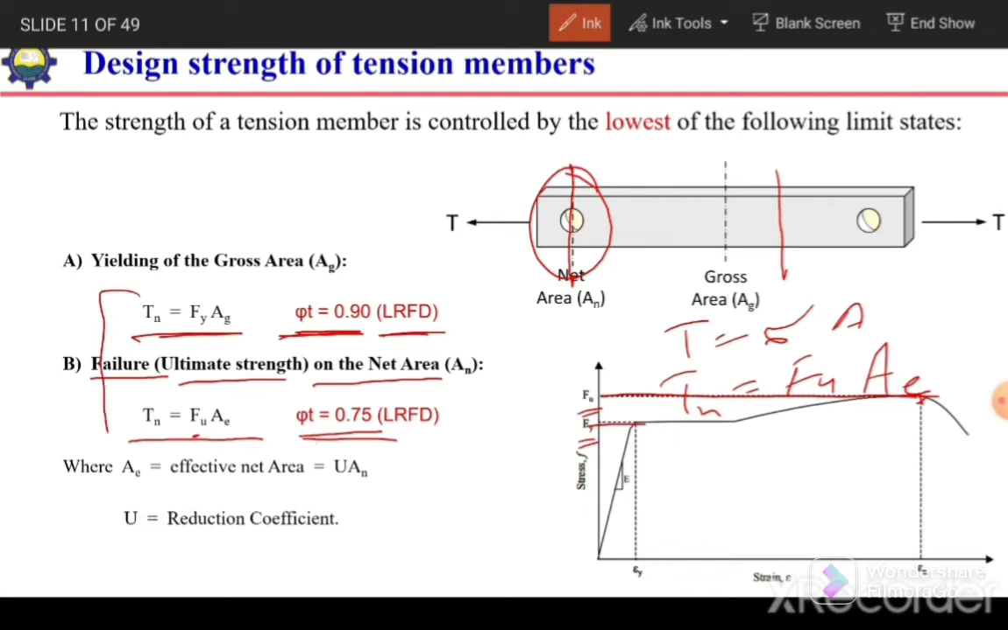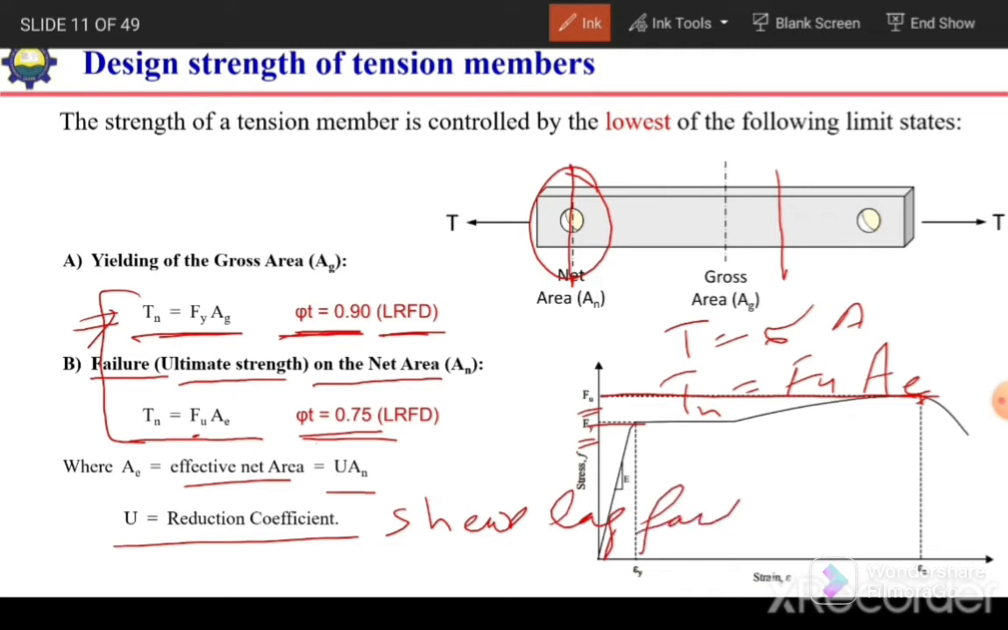So no need to memorize these equations. We just need to understand the basic concept that it is a rearrangement of the equation sigma is equal to P over A. Here Ae is the effective area, which is equal to U times An. An is the net area and U is the reduction factor, or we term it as the shear lag factor. We will study the detail of this gross area, net area and shear lag factor in the next slides.